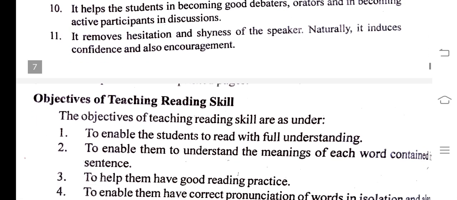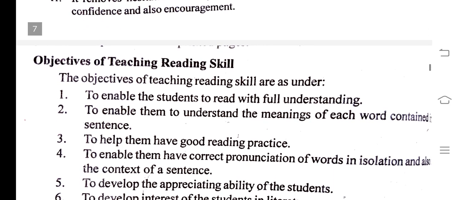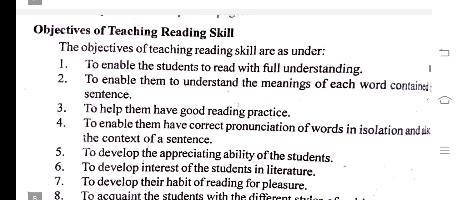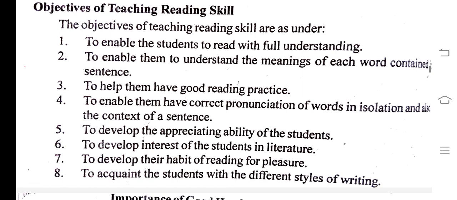Objectives of teaching reading skill. The objectives of teaching reading skill are as under: to enable the student to read with full understanding, to enable them to understand the meaning of each word contained in the sentence, to help them have good reading practice, to enable them to have the correct pronunciation of the words in isolation and also in the context of a sentence, to develop the appreciating ability of the student, to develop interest of the student in literature, to develop their habit of reading for pleasure, to acquaint the students with the different styles of writing.